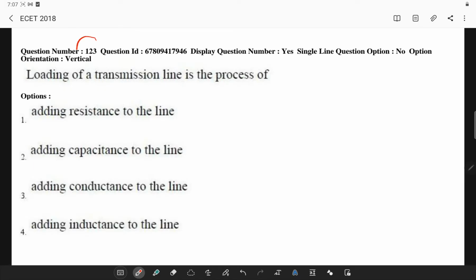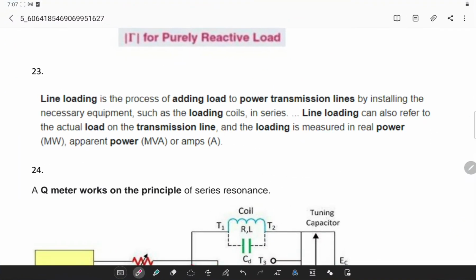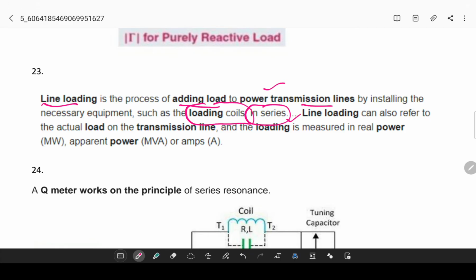So now let's see question number 123. This question is related to transmission line. Loading of a transmission line is a process of adding inductances or coils. Line loading is the process of adding load to power transmission lines, and in this case loading is adding coils in series, which means inductance.